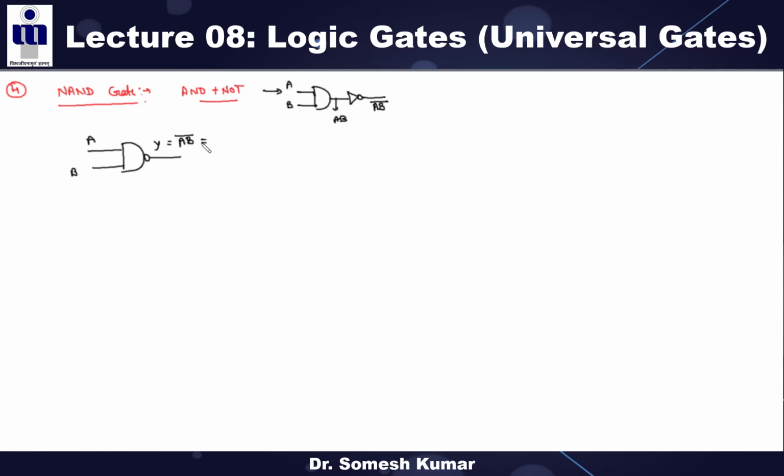By the distributive law, how can you represent AB whole bar? Distributive law, you know, na? You already told this theorem. What is the distributive law? I can write this thing this way with this law. Now, can I show your NAND gate like this?